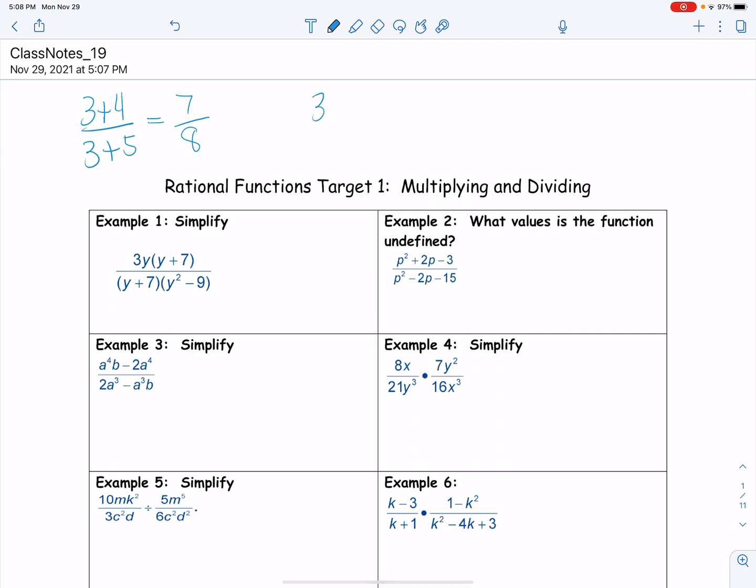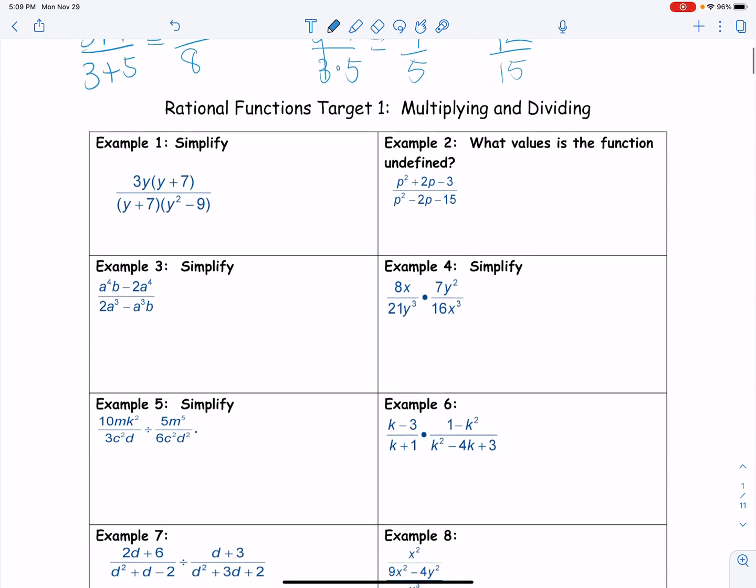But now if you have multiplication, now you can cancel, so you get 4/5. If you would have multiplied, you would have gotten 12/15, which reduces to 4/5. So when you're multiplying, then you can cancel like things.